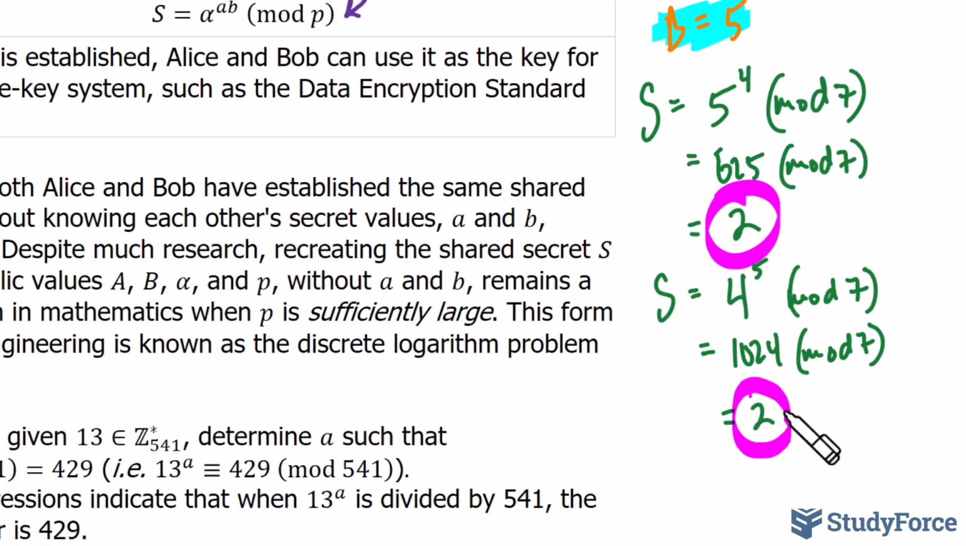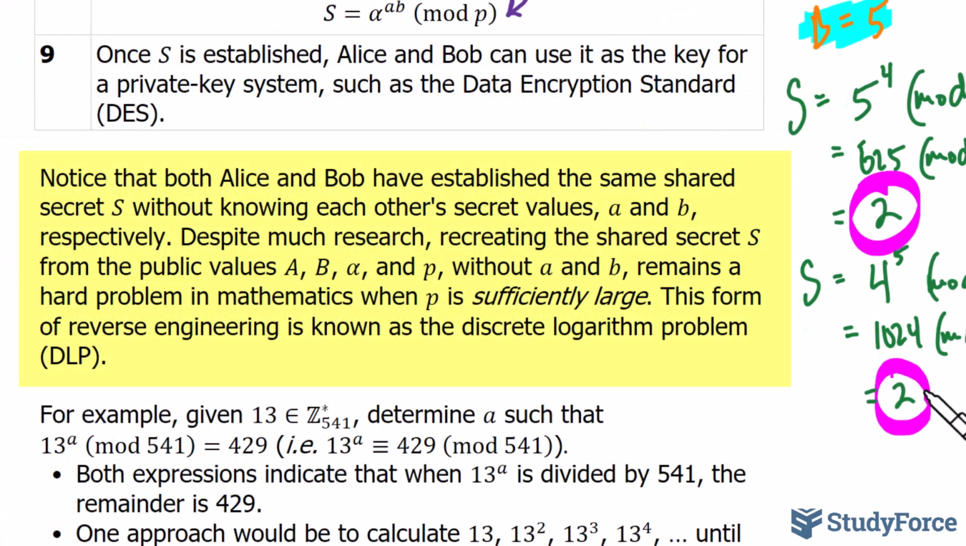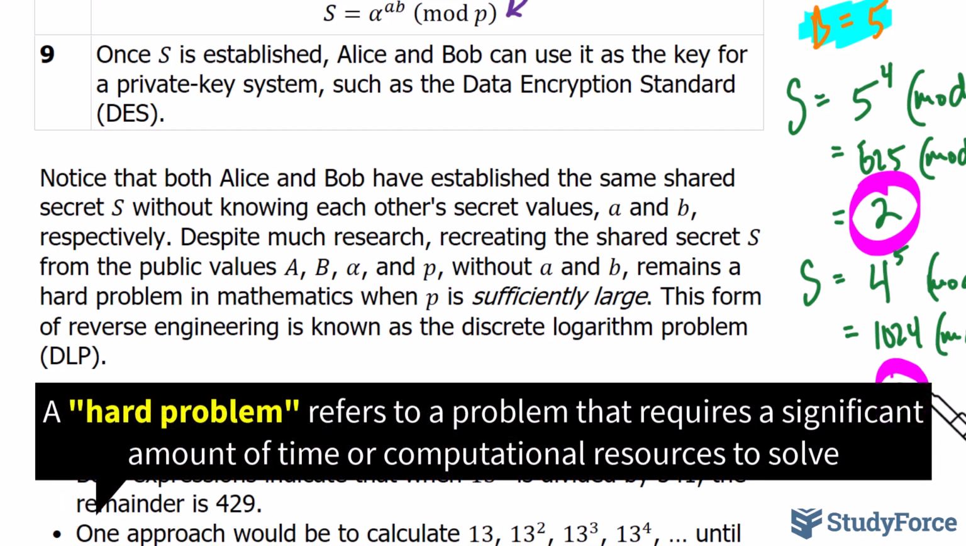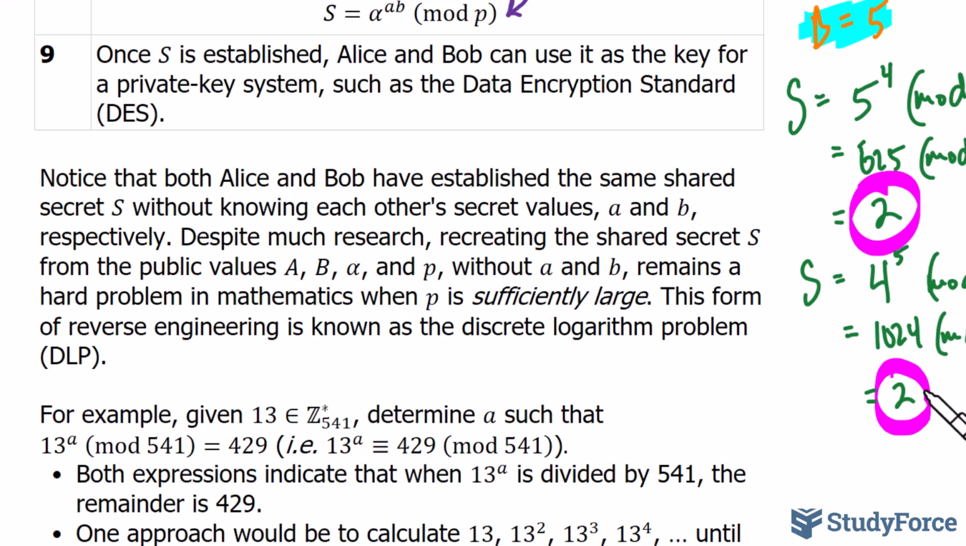Now notice that both Bob and Alice have established the same shared secret S without knowing each other's secret values lowercase a and b respectively. Despite much research, recreating the shared secret S from the public values capital A, capital B, the generator, and the prime number p without knowing lowercase a and b remains a hard problem in mathematics when p is sufficiently large. Now for us, when we chose a value of p being 7, that is very small. For simplicity's sake, we chose a very small value of p. Nevertheless, this form of reverse engineering is known as the discrete logarithm problem.